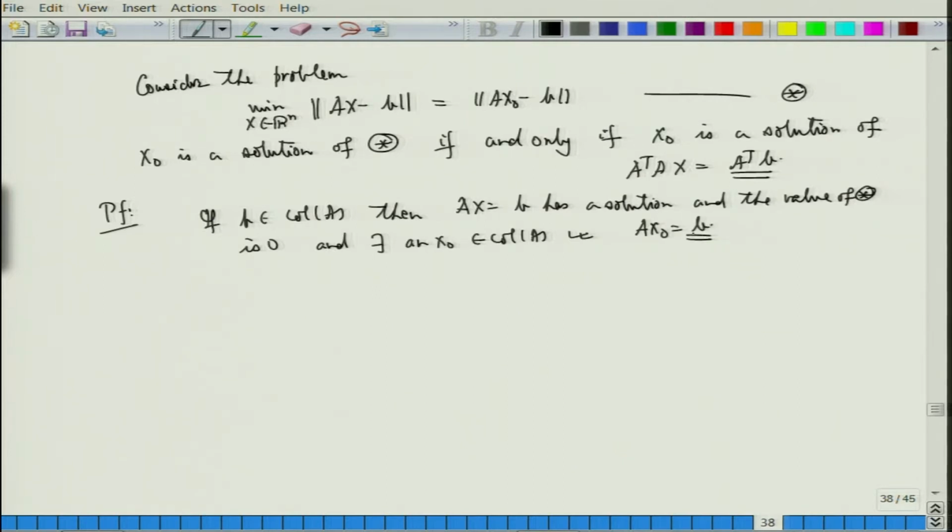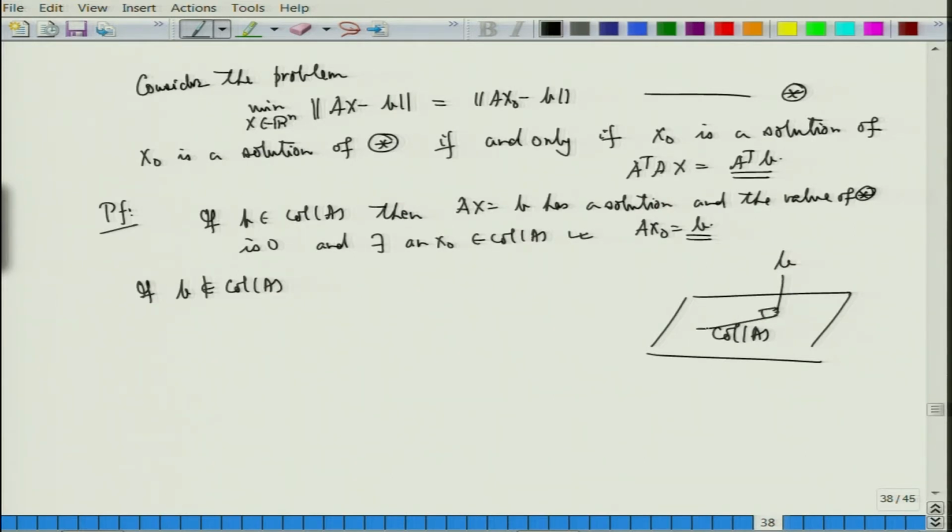So I'll get something. Now if B does not belong to the column space of A, this is my column space of A, B is outside, I am supposed to look at something which is perpendicular here and then proceed, fine. So I am trying to find out the nearest vector in the column space of A, alright. So now that we have proved the Gram-Schmidt process and so on, so let us do that part.